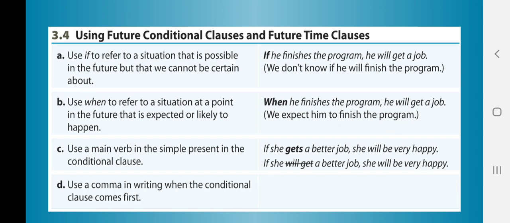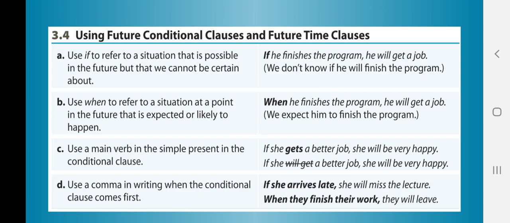Use a comma in writing when the conditional clause comes first. If she arrives late, she will miss the lecture. When they finish their work, they will leave. As you see, we have a comma there. And I have another comma here. So whenever you have the conditional clause first, you write a comma, okay? Do not forget that.